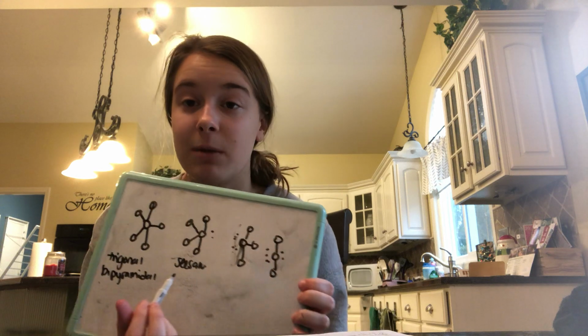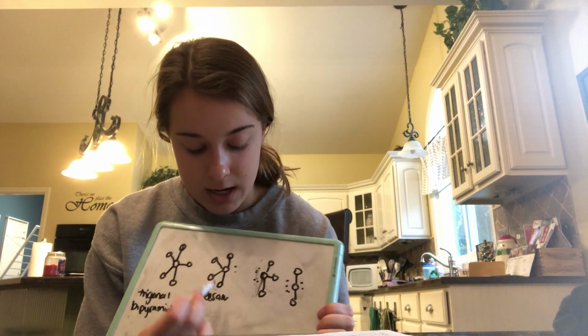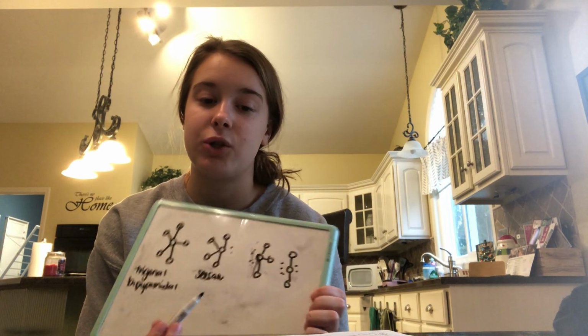This molecular geometry still has 5 electron domains, except it has 1 lone pair of electrons. So an example I'm going to give of that is 1 sulfur, and then you're going to have 4 fluorines.